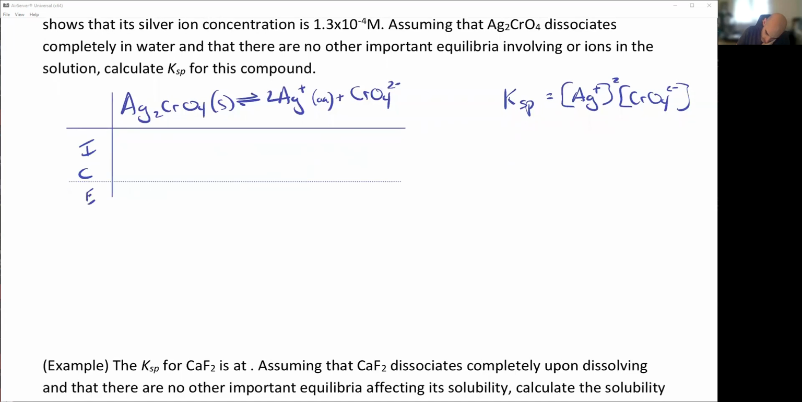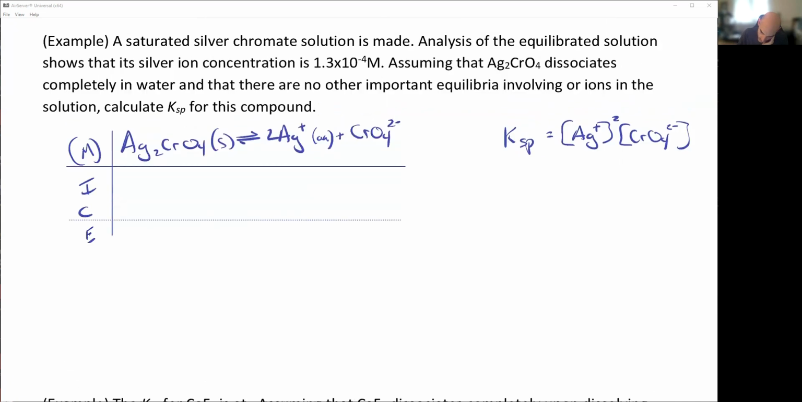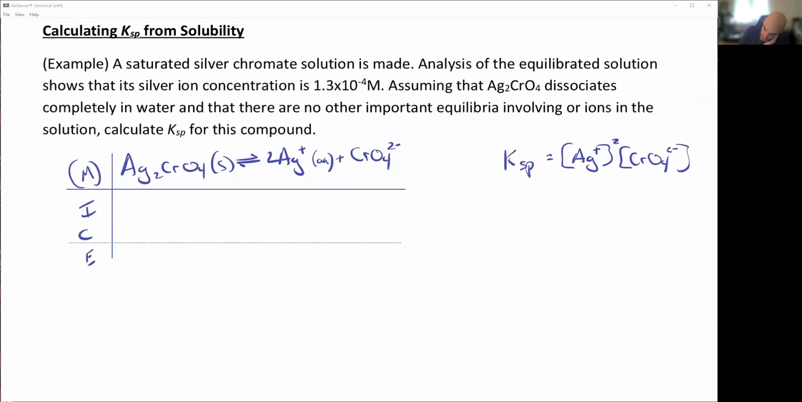Change, equilibrium, and we know this whole thing's in molarity. So what do we got? What do we know so far? A saturated solution, again, that's the saturated solution of silver chromate. That gives me an idea that this is in fact the thing, and whatever it's a saturated solution of, that is the Ksp involved.